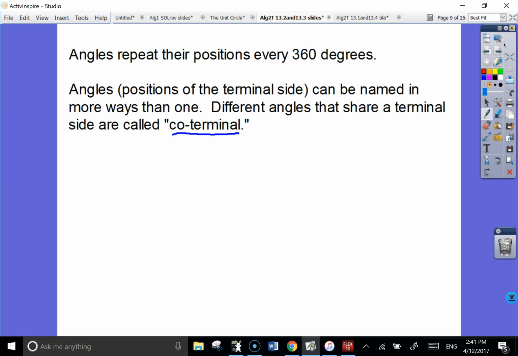Okay, so coterminal angles, again, I didn't realize I'm going to get to that on this slide. So when different angles share the same terminal side, then they're called coterminal. Right, coterminal.